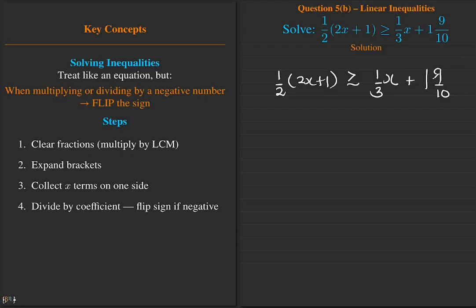Because of this, we need to change it first of all into what? An improper fraction. So repeat the same thing. That is 1 over 2 into bracket 2x plus 1 greater than or equal to 1 over 3x. Then this becomes 1 times 10 plus 9. That is 19 over 10. So plus 19 over 10.